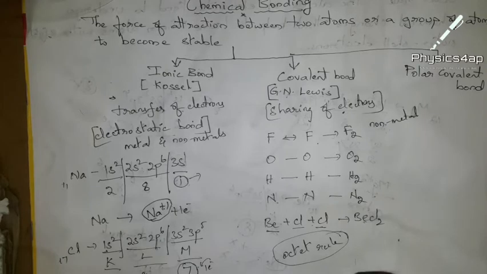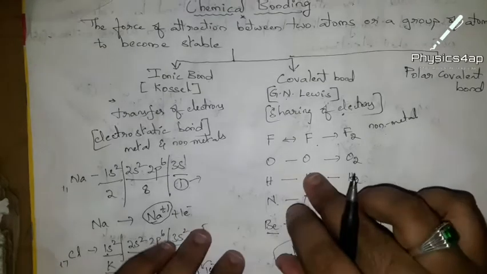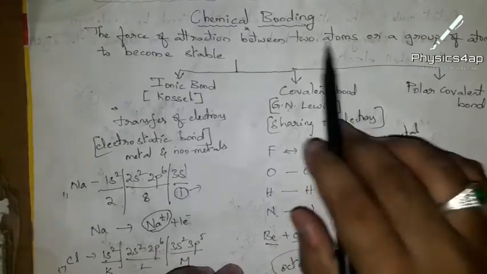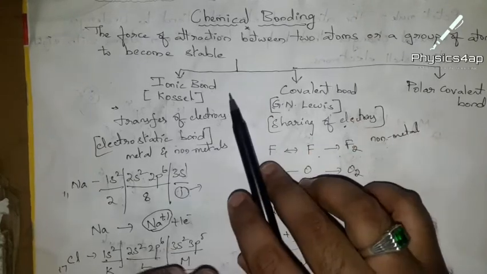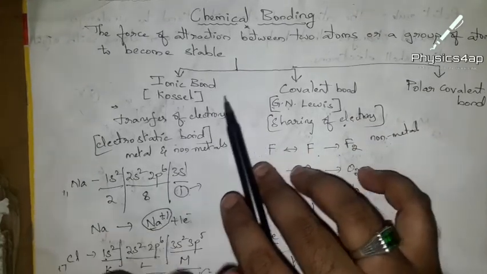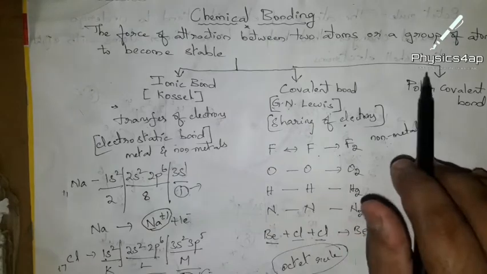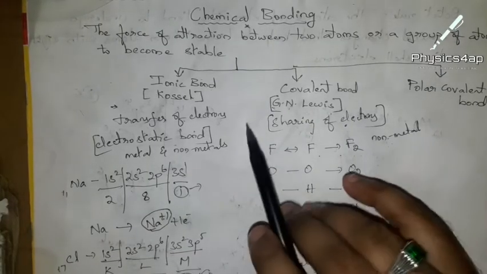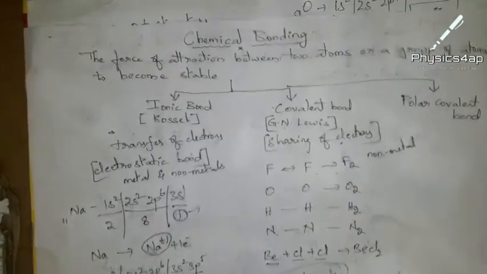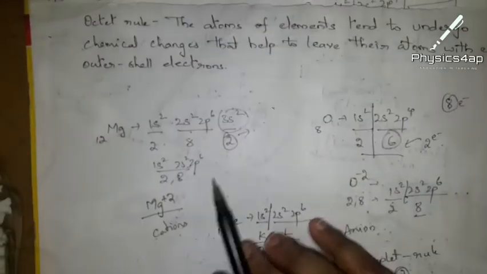So we were discussing chemical bonding. Till now we have discussed the definition of chemical bonding. In that, we discussed the types: the ionic bond, covalent bond and polar covalent bond, which we covered in our previous episode. And next we discussed the octet rule.